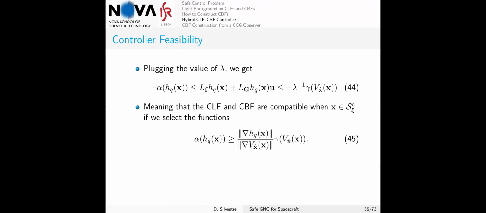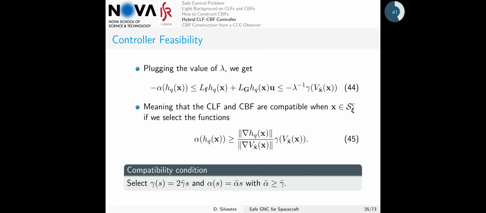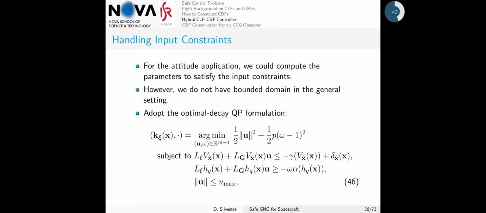And so we can appropriately select the two class K functions, the one for the CLF and the one for the CBF, such that this is always feasible. If that's true, then we are good to go. Here is just one option. Of course you could play around with this, but if you select gamma to be 2 times one constant, and alpha to be another constant, and make the constants satisfy this inequality, then this is okay.